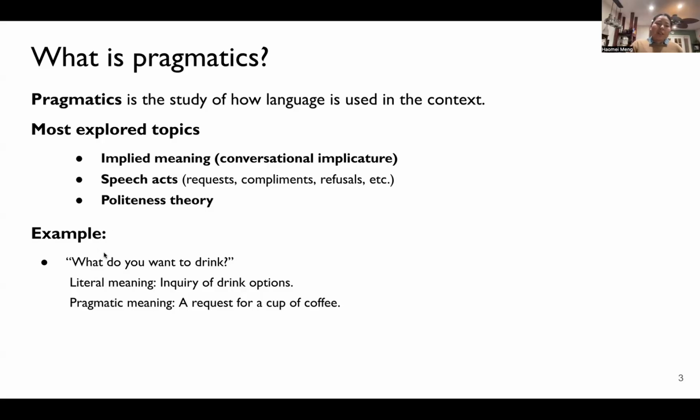Here is an example of implied meaning. When I have dinner with my husband, I always ask my husband, "What do you want to drink?" The literal meaning is an inquiry of my husband about his preference of drink options. But actually, what I really mean is to ask him to make a cup of cappuccino for me. So you see, the implied meaning is to ask my husband to prepare a cup of coffee for me.